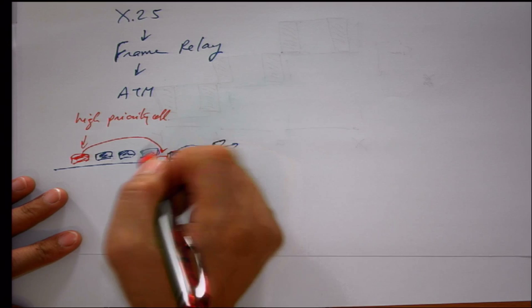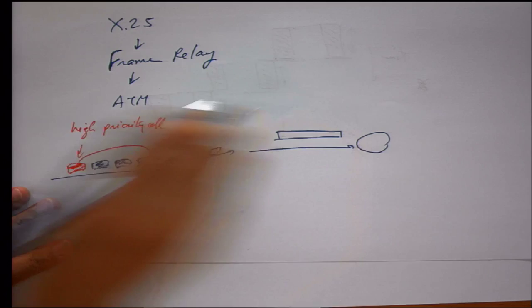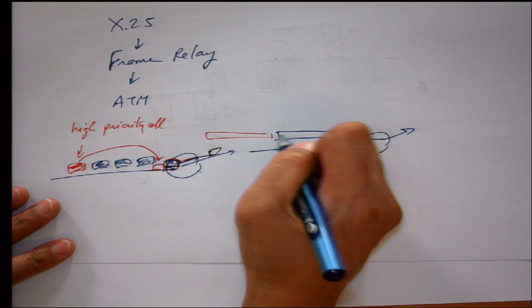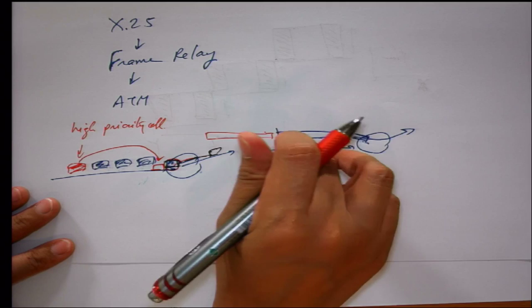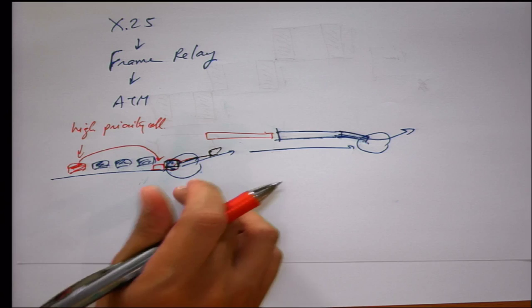But in another case, if the cell is very long, and you have a high priority cell coming here, and this one is already in transmission, the cell is very long, so you have to wait until it finishes transmitting this cell or this frame before yours can be transmitted. If this is transmitting, you cannot cut in. You have to wait until it's finished to transmit yours. But if it's short, it takes a short time to transmit one cell, so you can get faster service.